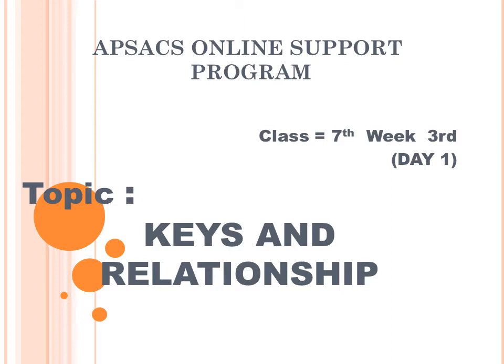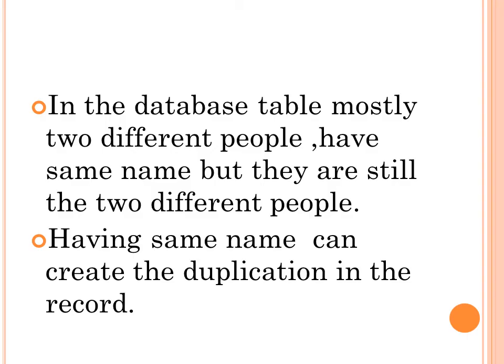Today's topic is keys and relationship. In this lecture we will discuss keys in the database table. In a database table, two different people can have the same name but are still two different people. What does it mean?